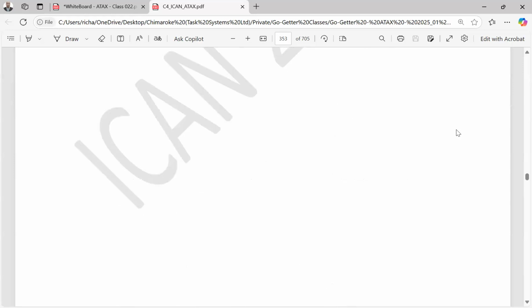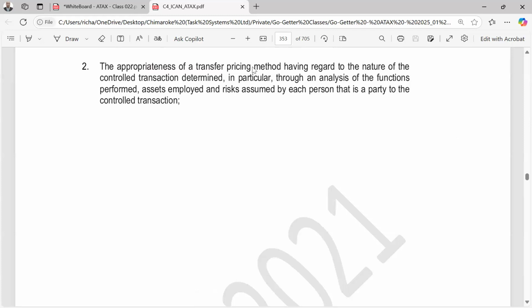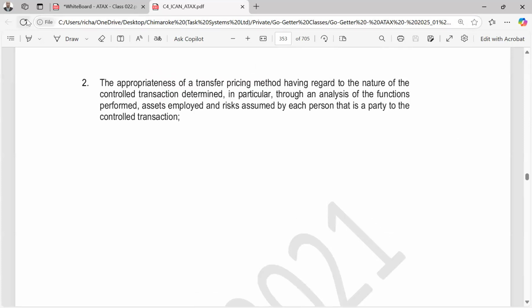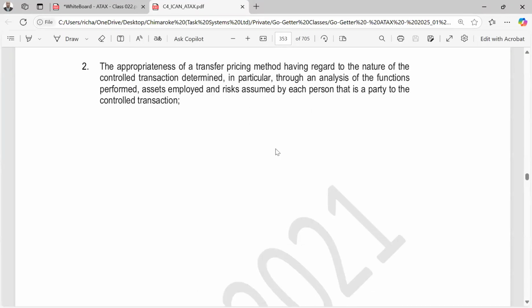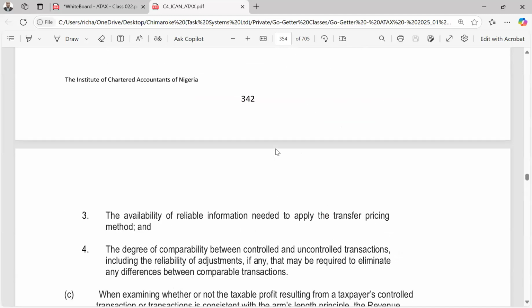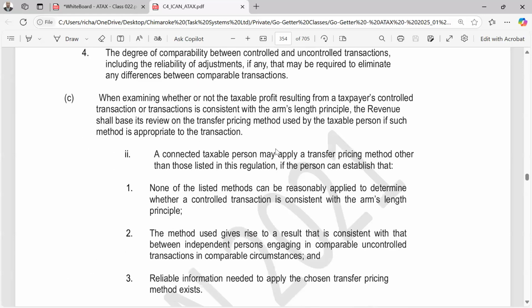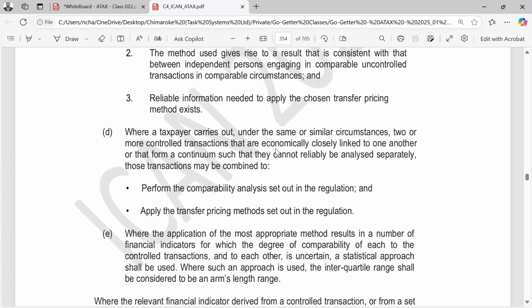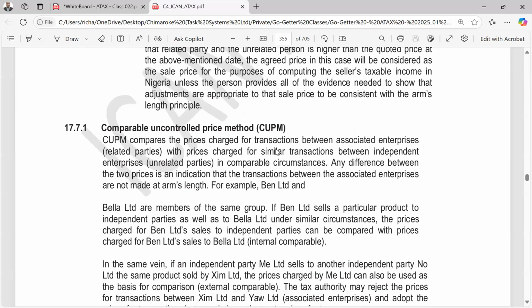I'm trying to get this thing to work. All right, so let me refresh. Okay, so let's get to the CUP method. All right, here it is.